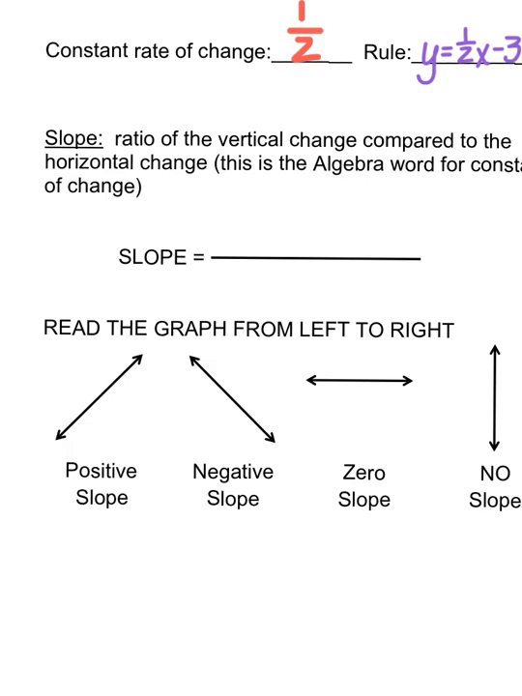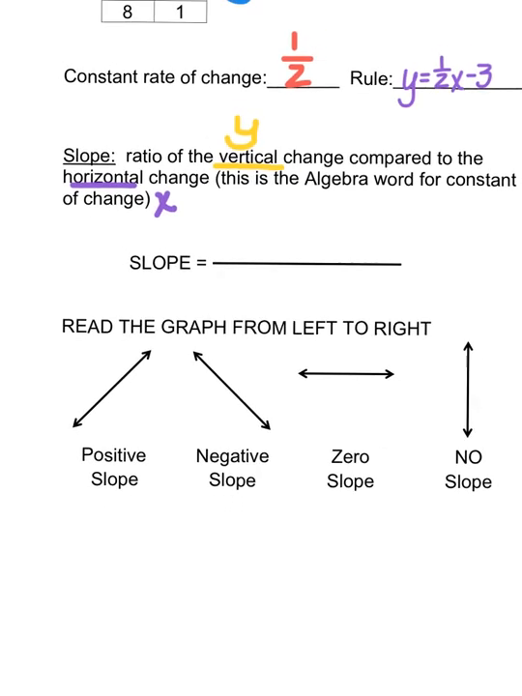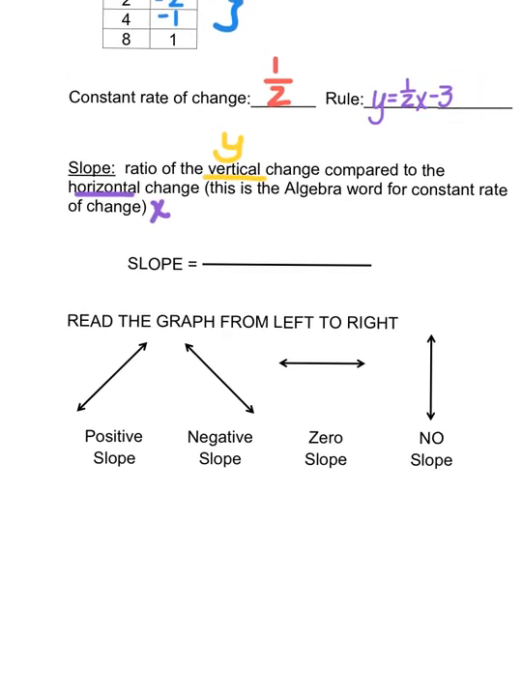Slope is the ratio of the vertical change compared to the horizontal change. This is the algebraic word for constant rate of change. It can also be described as steepness. Now we've been using delta y over delta x, which means change in y over change in x, but we want to discuss how to use a formula to find the slope. The formula for finding slope is y2 minus y1 over x2 minus x1. It's also known as the rise over the run, which is another word for slope.